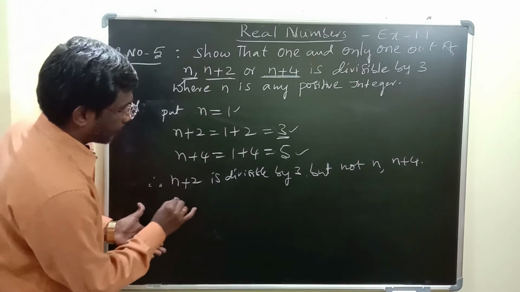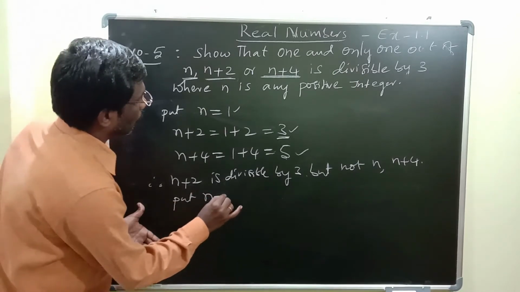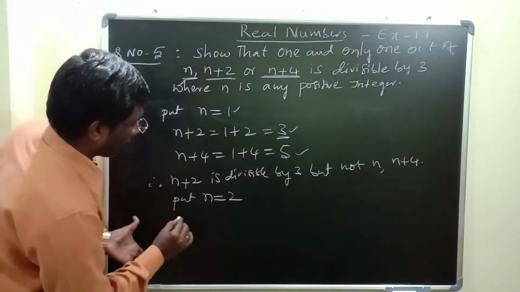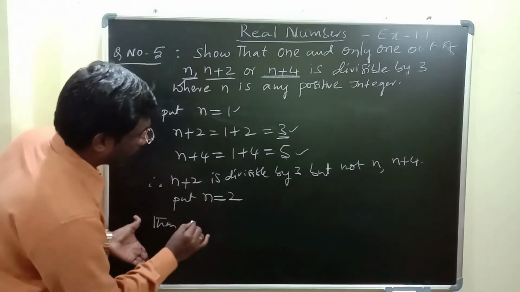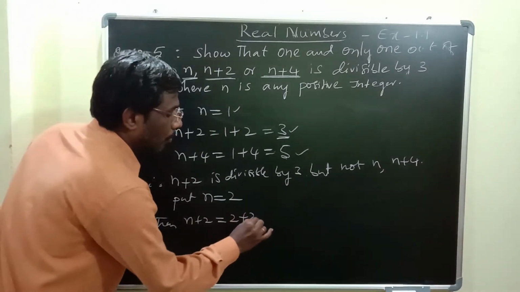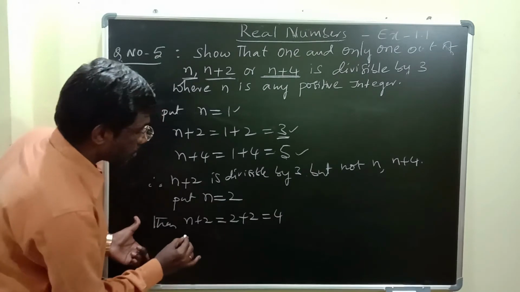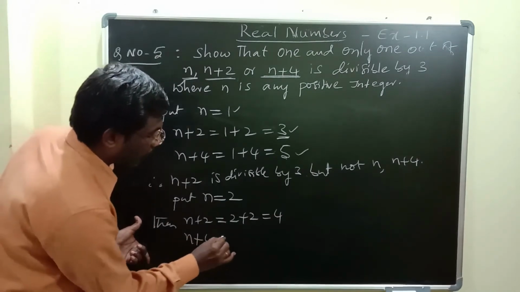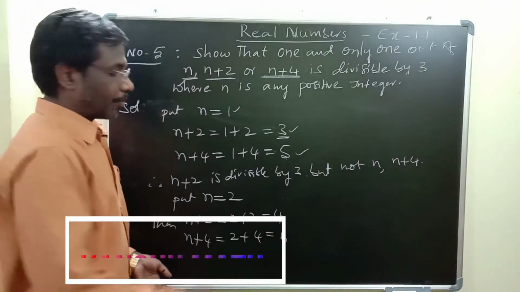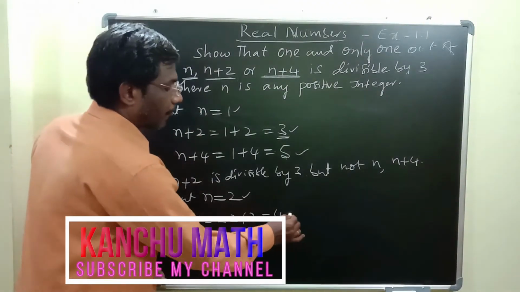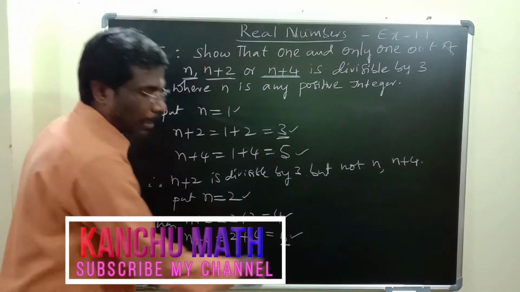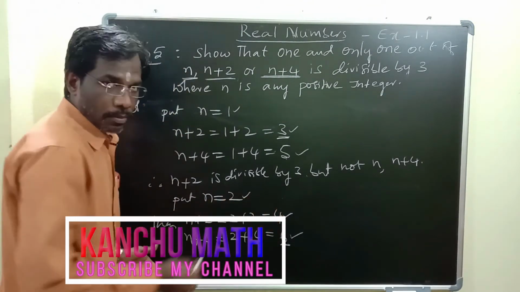Now, put n is equal to 2. Then n plus 2 is equal to 2 plus 2, that is what? 4. n plus 4 is equal to 2 plus 4, that is what? 6. Now we are having 2, 4, 6. In these three values, this 6 is divisible by 3 but not 2 and 4.